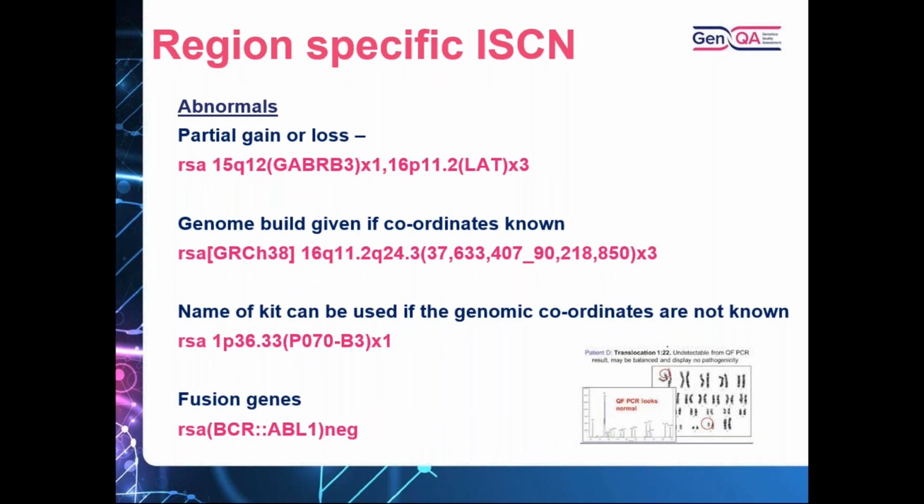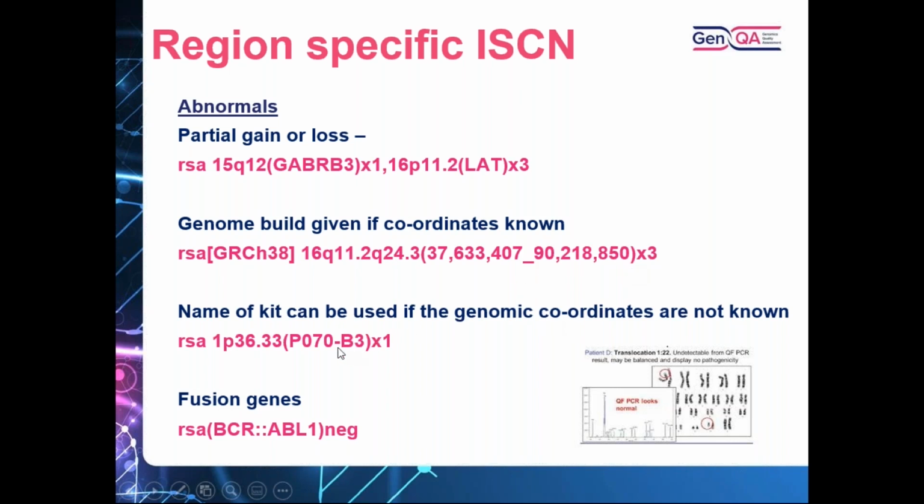So if you've actually got kits, if you've got partial loss or gain, because you haven't got a bracket, there's a space. You put the region, you put the gene, times 1, the region, the gene, and that's got 3 copies, which may represent a rearrangement, an unbalanced translocation. If you've got the coordinates, then you put the genome build, and again, there's a bracket, so there's no space, but there is a space there. That's the region, they're the coordinates, and there's 3 copies.